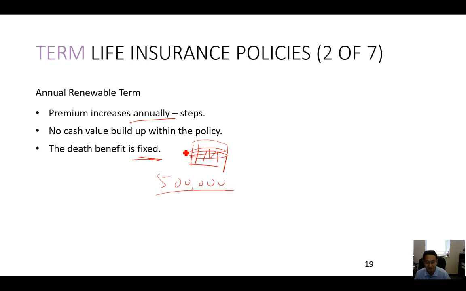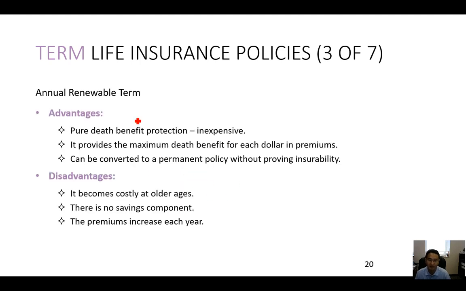Again, I have not practiced those. But the policy I have is like 500,000. Annual renewable, maybe because I had one and then later I want to get more. Annual renewable term. Advantage is pure death protection. Okay, it's not expensive. Provide maximum death benefit for each dollar in premium. Can be converted. Again, it will be costly at old ages. There's no savings component. The premium increases every year.